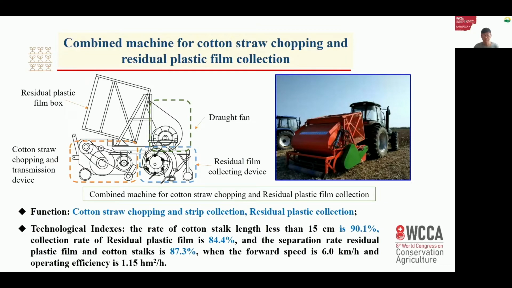To address cotton straw retention and residual plastic film collection in Xinjiang, the rate of cotton straw less than 15 kilometers is 90.1%. The collection rate of residual plastic is 84.4%.